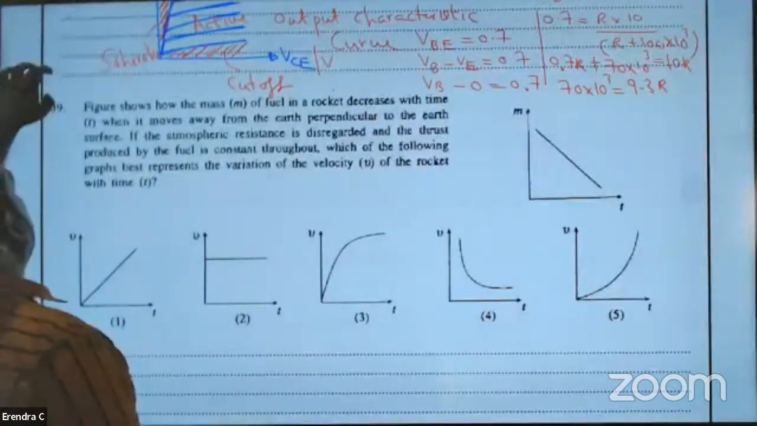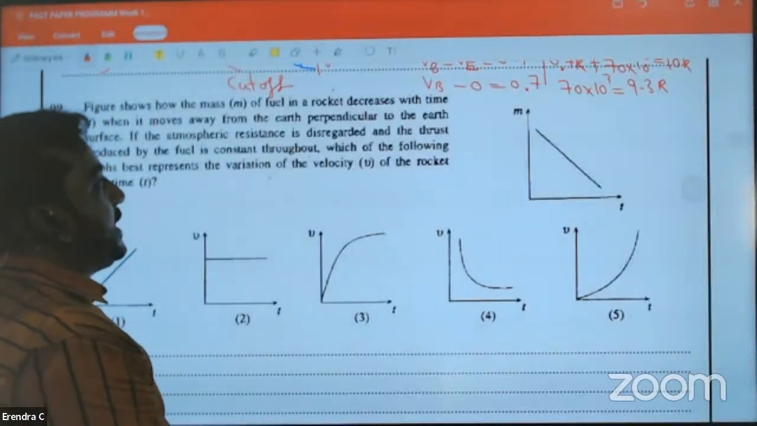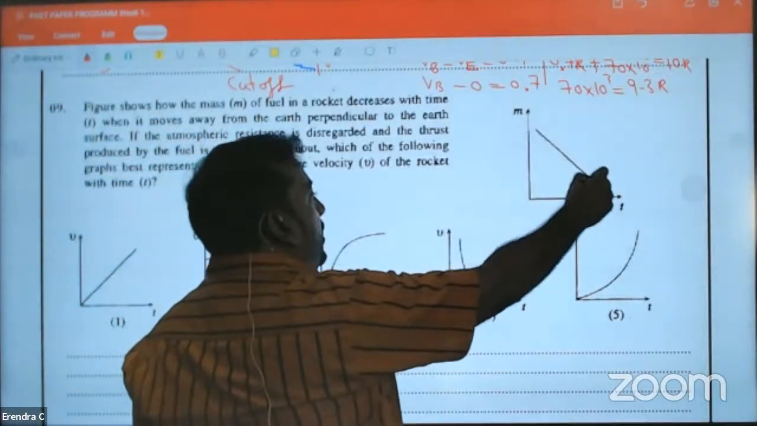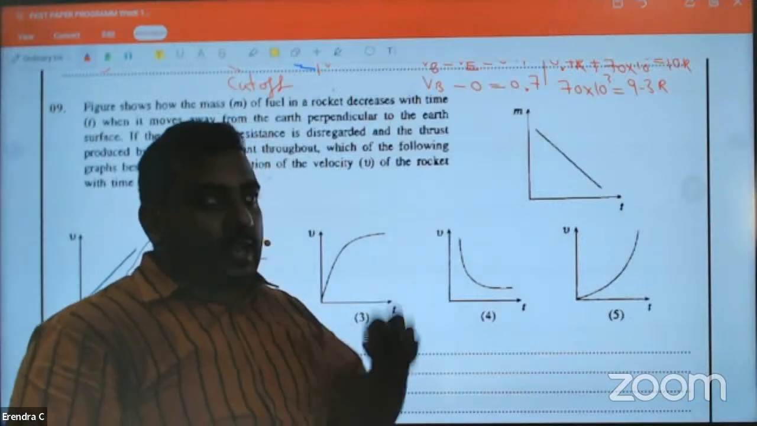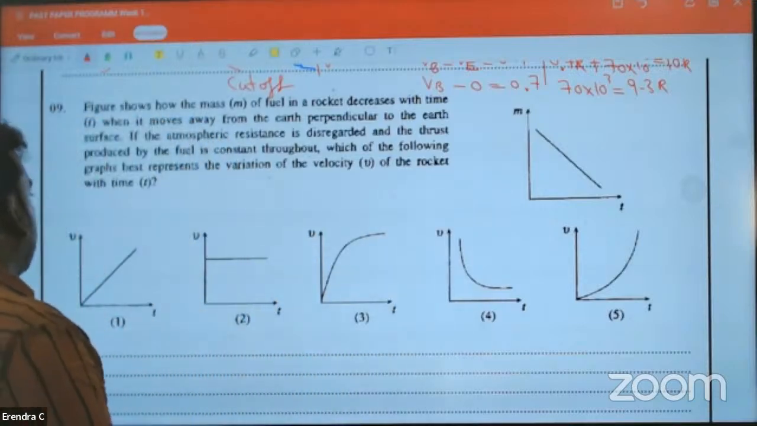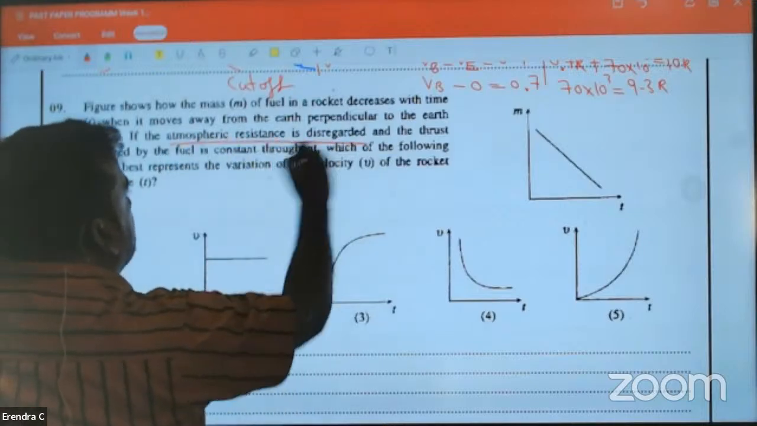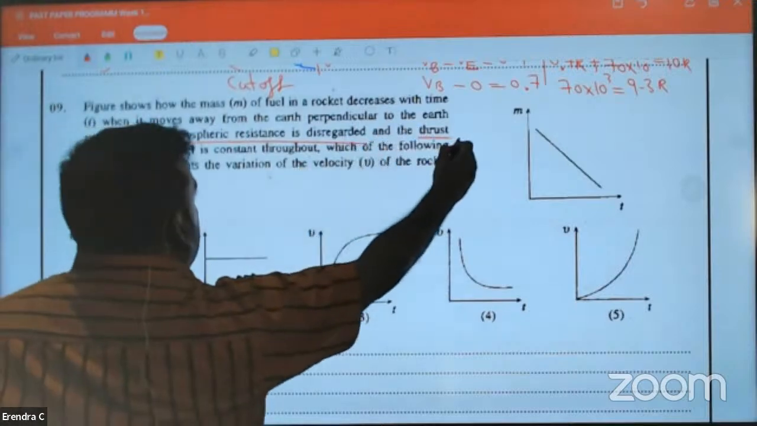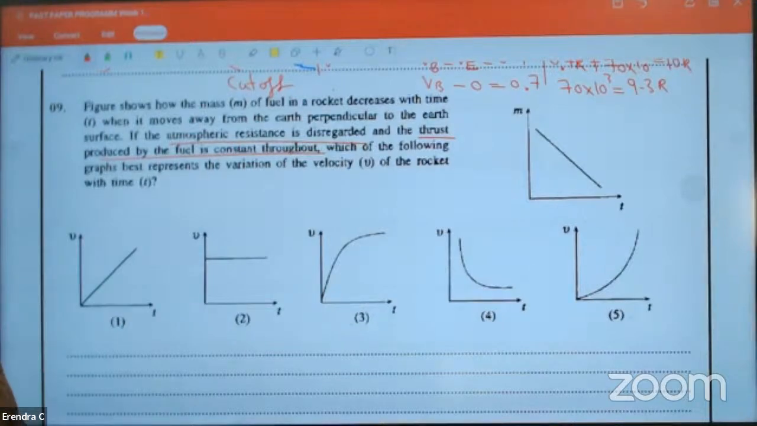Here you go. The figure shows how the mass of fuel in a rocket decreases with time. This is a 2003 A-level question. As the mass of the rocket decreases, acceleration will increase. Atmospheric resistance is disregarded and the thrust produced is constant throughout. Which graph represents the variation of the velocity with time? Think and tell.